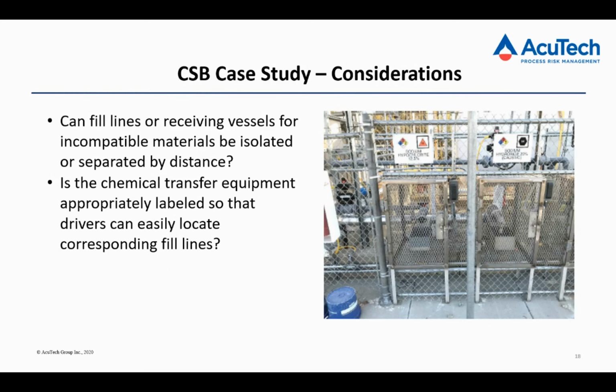So CSB would ask you to think about whether fill lines or receiving vessels for incompatible materials can be isolated or separated by distance. And can you do a good job of labeling so drivers or even operators can locate what they're supposed to do and where they're supposed to be? Here you can see that MGPI has created two separate locked cages, if you will, for unloading two of the different materials that they were handling, with very clear labeling on each one of those cages to identify what was what.